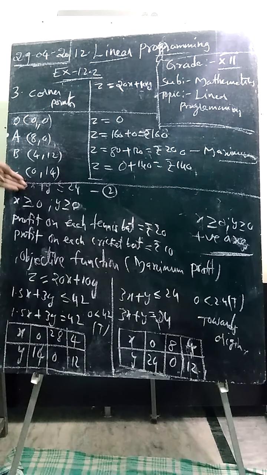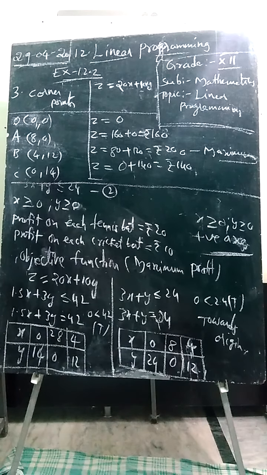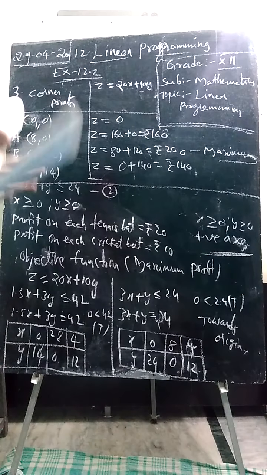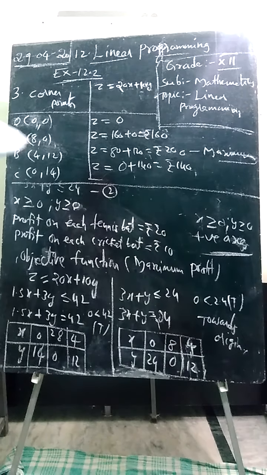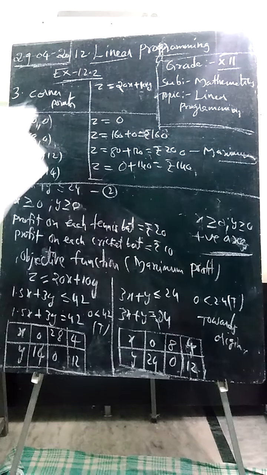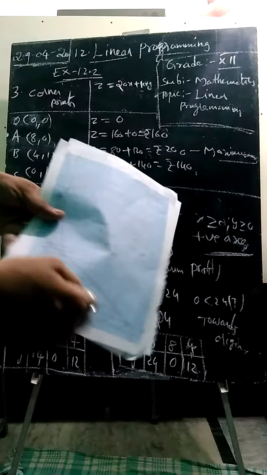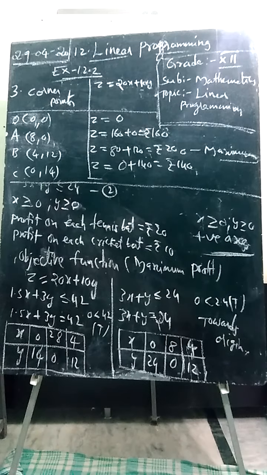You can frame linear inequations, restrictions, objective functions, same like this, and plot on graph as we have done previously. You will get some feasible region. By using this feasible region, we will find maximum profit and minimum cost. Like that we can solve. So these are the concepts you have learned, students, about linear programming problems.